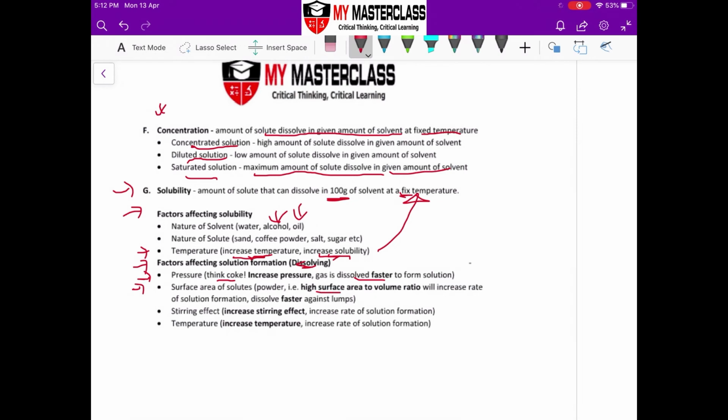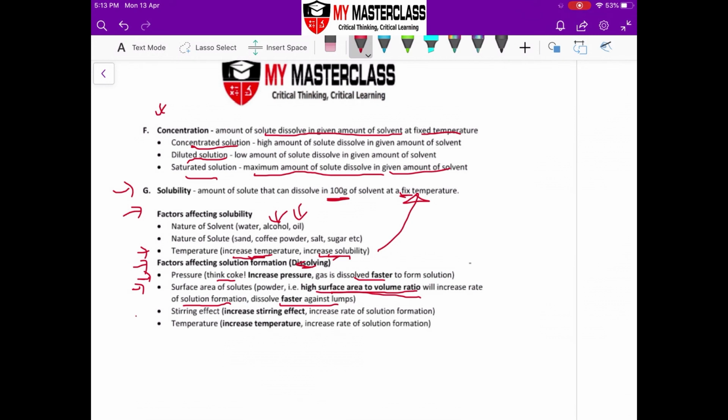Okay, surface area of the solute. A high surface area to volume ratio will increase the rate of solution forming. It will dissolve faster compared to lumps. What does this mean? If I have lumps of sugar and I try to dissolve 10 grams of sugar lumps in 10 cm cube of water, it may take me 1 day. But if I break these 10 grams of sugar into small powder form, it may just take half a day. So when I decrease the size, I'm increasing the surface area to volume ratio for it to dissolve faster.